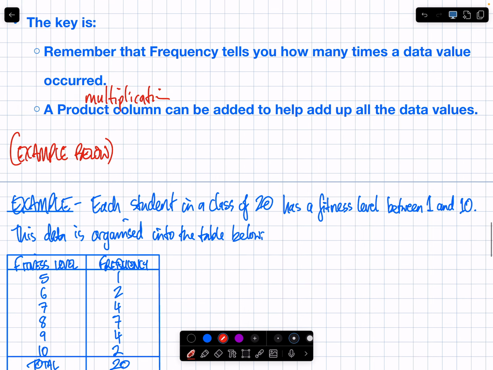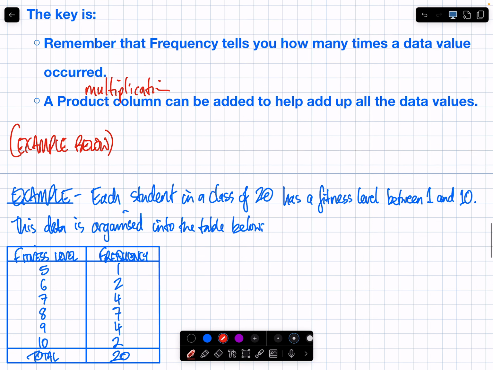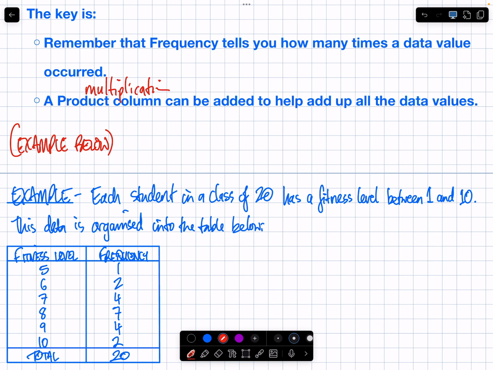So 2 points. Remember, frequency tells you how many times a data value happened. Products column, you can add it to help add up all the data values. How does that apply to this data here? I'll show you. You could write out all those numbers, but are you going to have time, let's say in a test situation, to write them all out? There's a shortcut to do it just with a table.